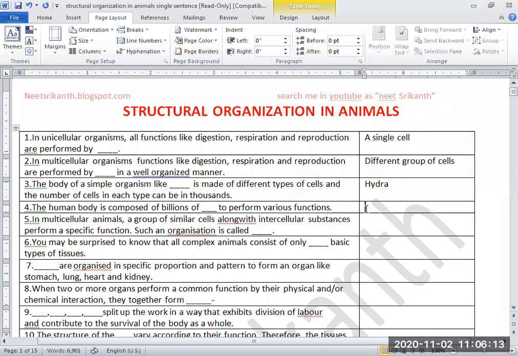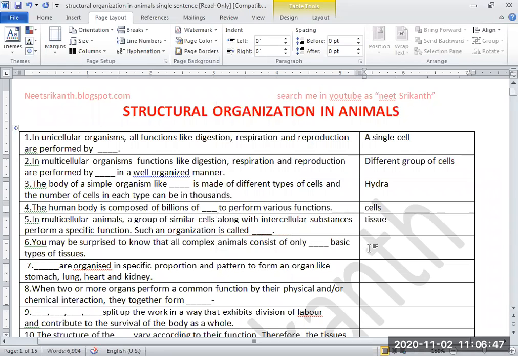The human body is composed of billions of dash to perform various functions. Cells. Okay, very good. Next, question number 5. In multicellular animals, a group of similar cells along with intercellular substances perform a specific function. Such an organization is called tissue.